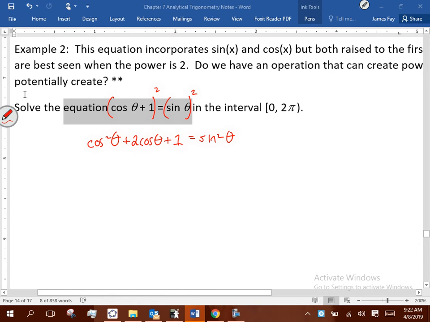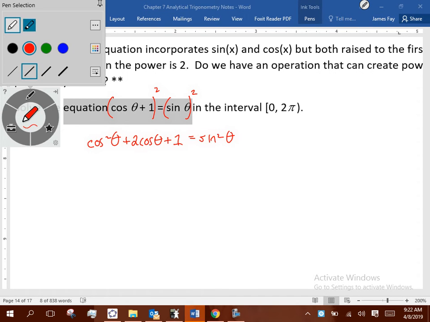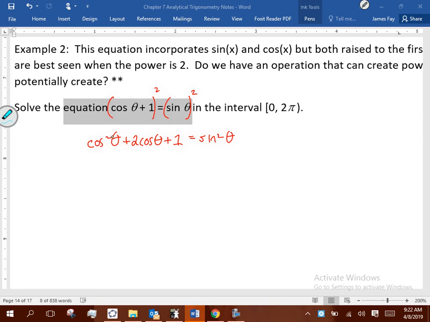Okay. At this juncture, you have a choice to either replace cosine squared or sine squared. Now, one of them is going to produce something that's nice, and one of them is going to produce something that gets us back into the same issue that we started with, having two varying trig functions.